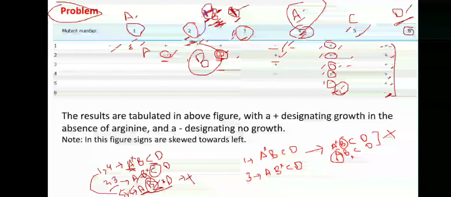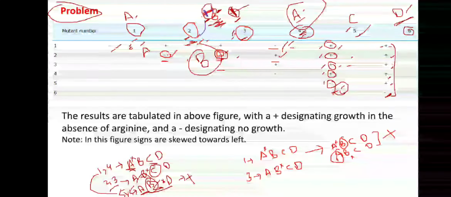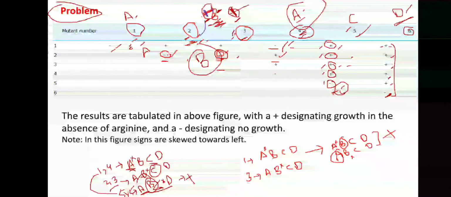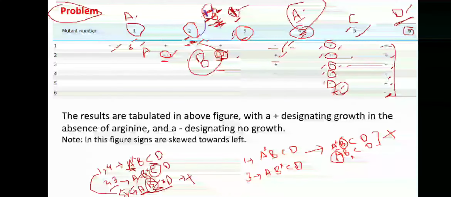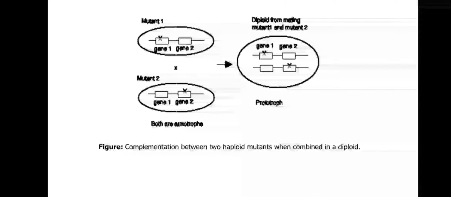So here we have looked into how we decipher how many genes are involved in arginine biosynthesis, and similarly we can find the number of genes which are involved in different pathways. So from this diagram, it will be very clear what I was telling.